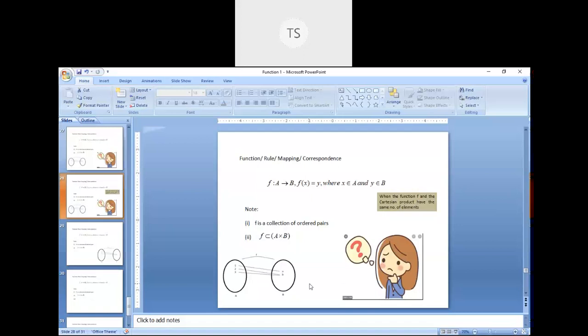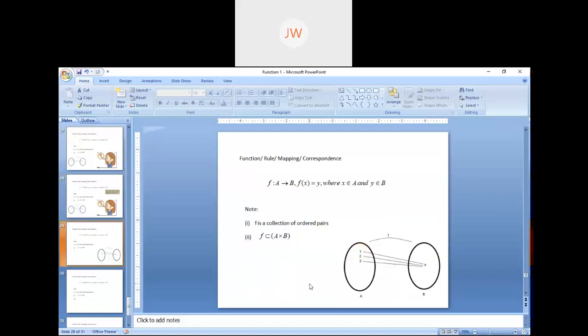B should have one element. Yes, B should have one element. That means if B has only one element a, then the Cartesian product A cross B will be (1,a), (2,a), (3,a). And for that function f also, we are getting the images like (1,a), (2,a) and (3,a).